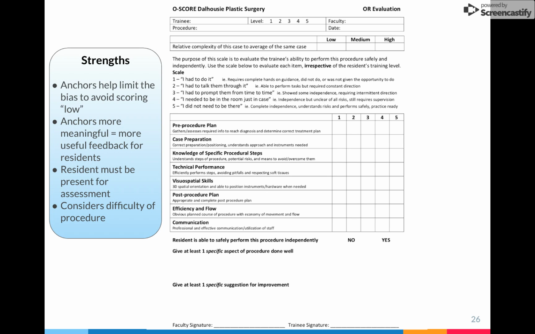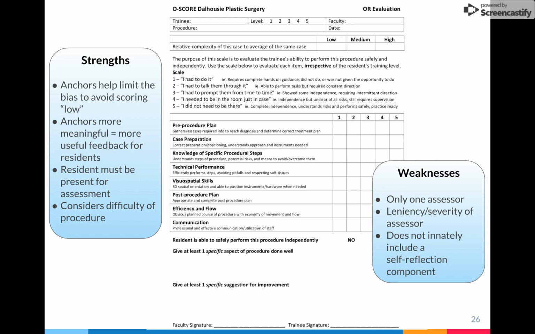And like any assessment, it's not without its areas of growth, namely in this case, the subjectivity of having only one assessor who has not necessarily received specific assessment training. Additionally, the O-SCORE does not directly include a self-reflection component, which has been shown to improve and increase learning. But overall, since being implemented about a year and a half ago, the O-SCORE has been met with much positive feedback, and we're certainly planning to keep using it. I will pass it next over to Salma.